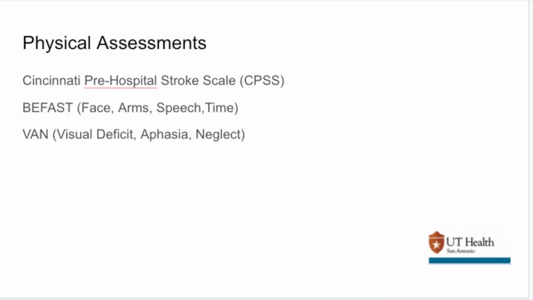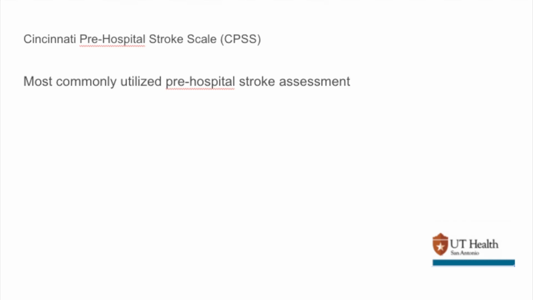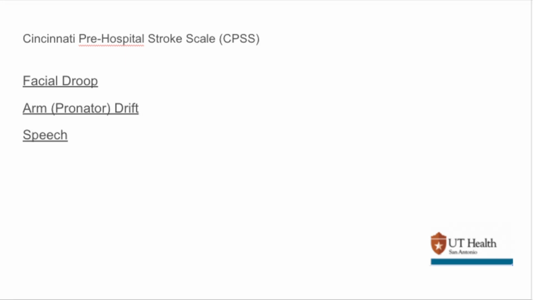These are the three physical assessment tools that we will discuss to help screen for stroke in the pre-hospital environment. First, the Cincinnati Pre-Hospital Stroke Scale. Second, the BFAST exam. And third, the VAN assessment. The Cincinnati Pre-Hospital Stroke Scale is the most commonly utilized pre-hospital stroke assessment. The CPSS evaluates for any facial droop, arm or pronator drift, and for any speech deficits.